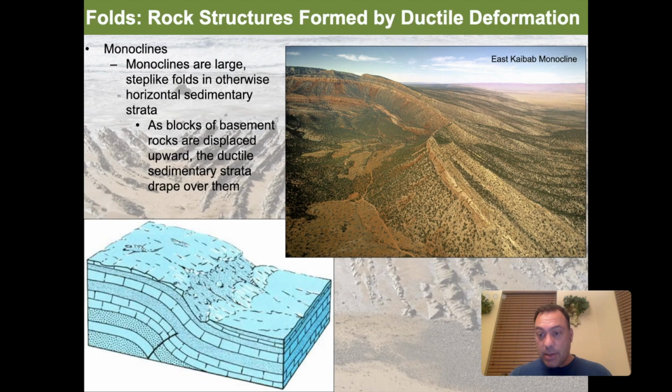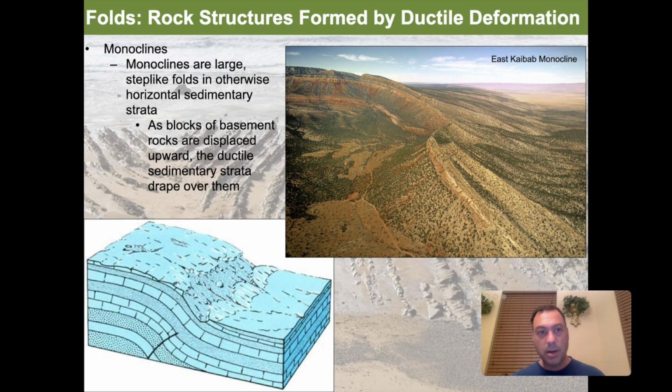All right, the last ductile structure that we'd want to talk about in this lecture is going to be monoclines. Monoclines are amazing, and they're beautiful, and they can be extremely large. One of the most famous ones is the East Kaibab monocline. You can see it when you fly over it. Every single time I fly across country, I fly over it. I try to get a picture of it. I've never gotten a good, effective picture of it.